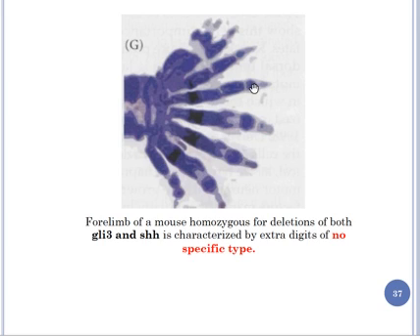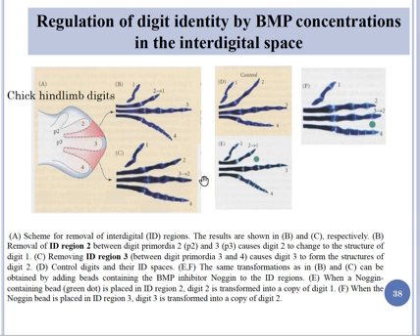So we have extra digits. We don't have only 5 anymore, we have many more, and these digits formed have no specific type. So what gives the specification of a digit into 5, 4, 3, 2, or 1? It's sonic hedgehog. I remind you that Gli3 is a transcription factor of the sonic hedgehog pathway. So you see that all the digits look the same, we cannot differentiate between them. All are similar because we don't have sonic hedgehog.